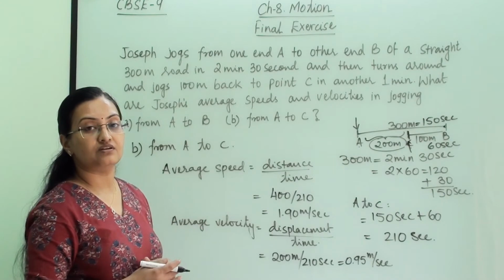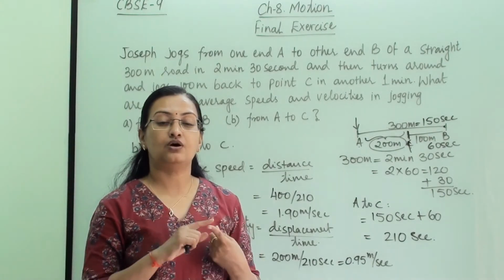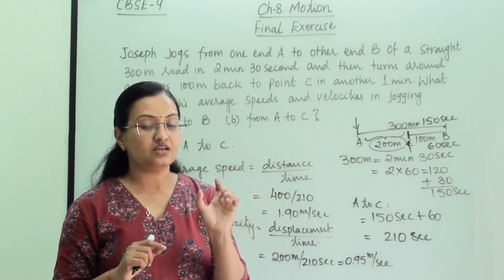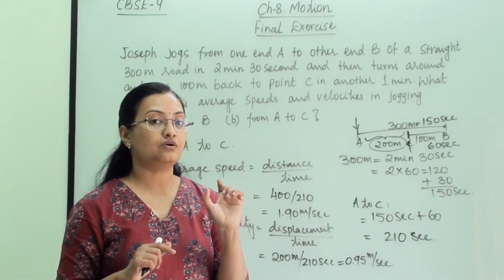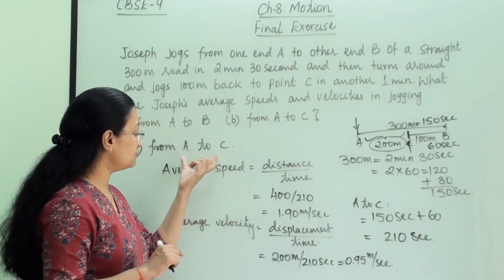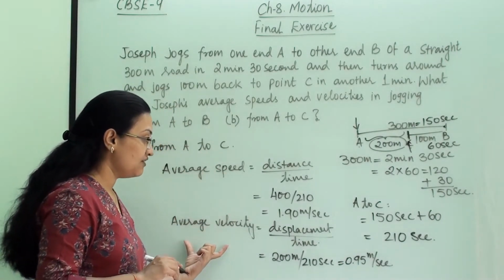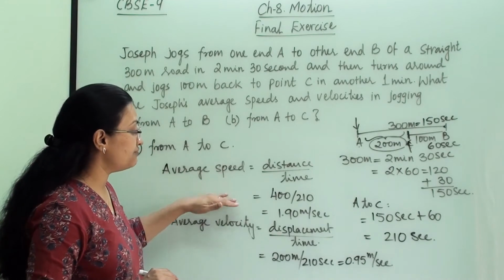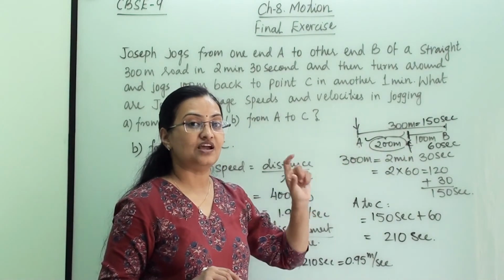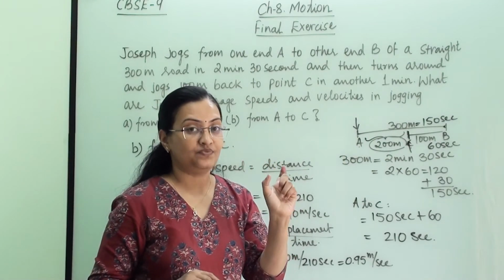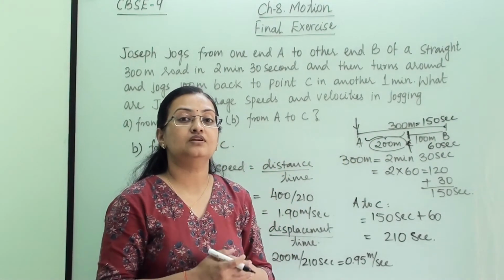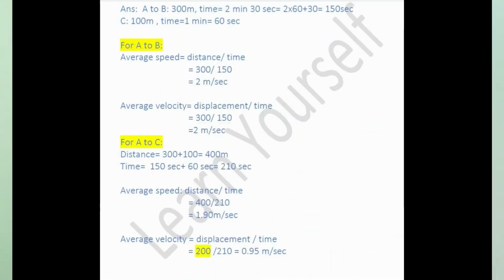So what we have done is, first we found out the average speed for point A to B, and for the same we found out the average velocity. And similarly we found out from A to C the average speed and average velocity. So what is the difference here? We have to check the displacement and we have to calculate the correct time, from which point till which point how much time it requires.